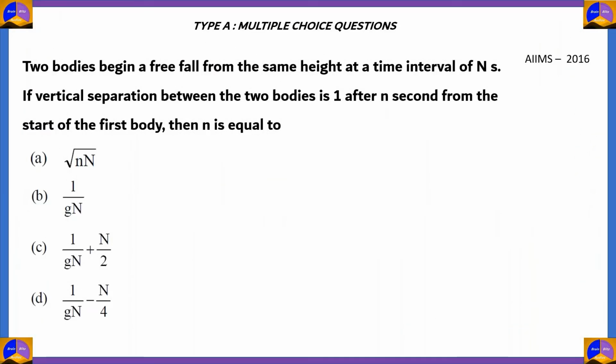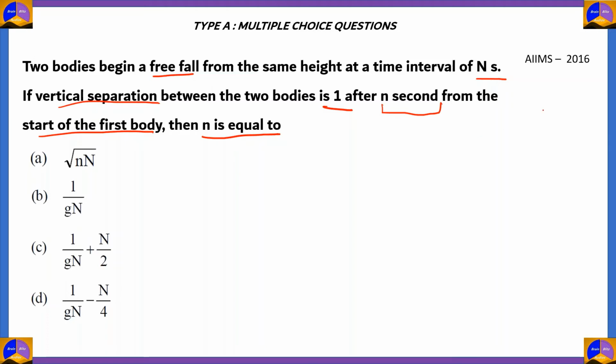Two bodies begin a free fall from the same height at a time interval of capital N seconds. If the vertical separation between the two bodies is 1 after small n seconds from the start of the first body, then small n is equal to. We need to find the value of small n.